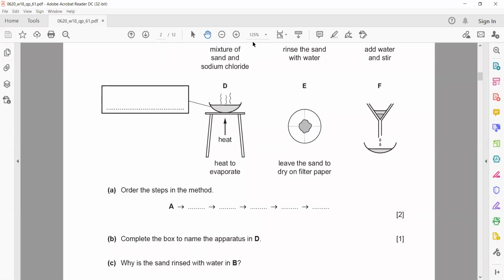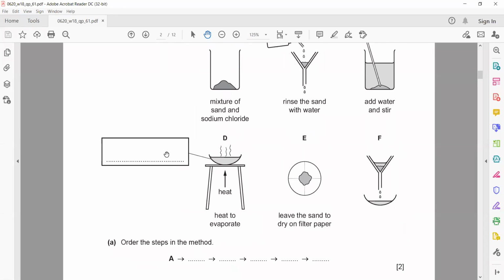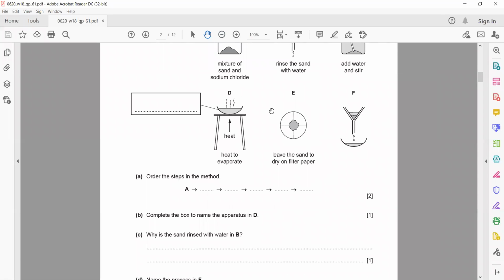Complete the box to name the apparatus. What do we call this piece of apparatus? So evaporating dish or evaporating basin.